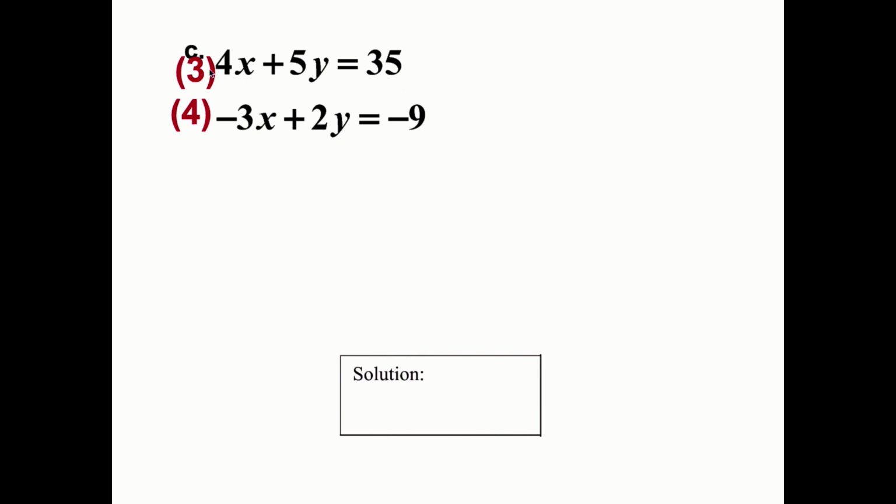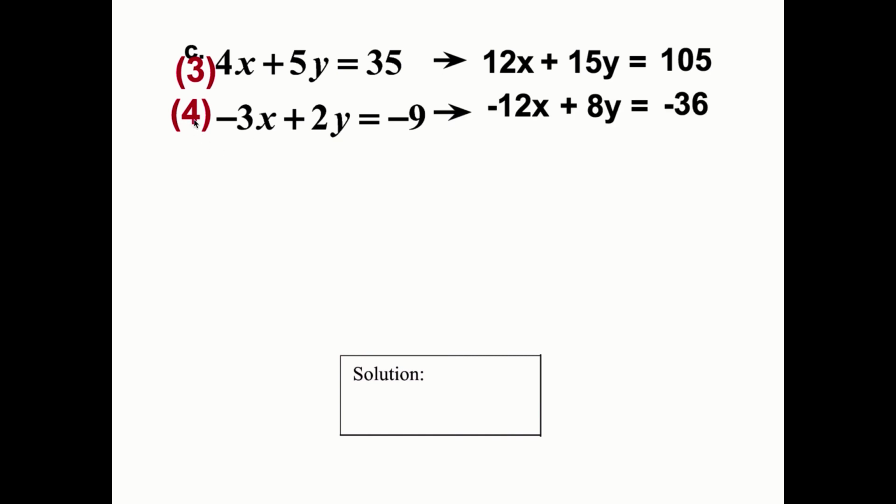So multiplying the entire top equation by 3, I get 3 times 4x is 12x, 3 times 5y is 15y, and 3 times 35 is 105. For the bottom equation, multiply by 4. 4 times negative 3 is negative 12x. 4 times 2y is 8y, equals 4 times negative 9 is negative 36. Now notice my x's are the same numbers but opposite. So when I add them, the x's cancel. And then I get my y's, 15y and 8y makes 23y. And then 105 and negative 36 makes 69.